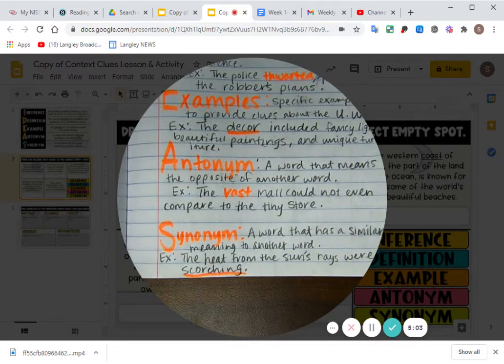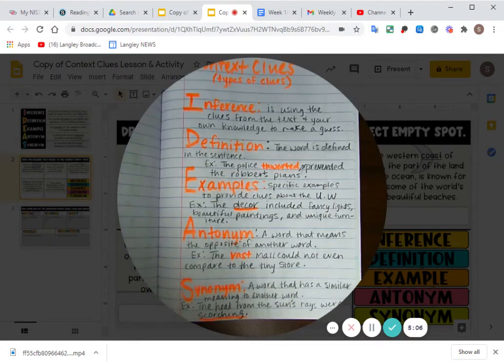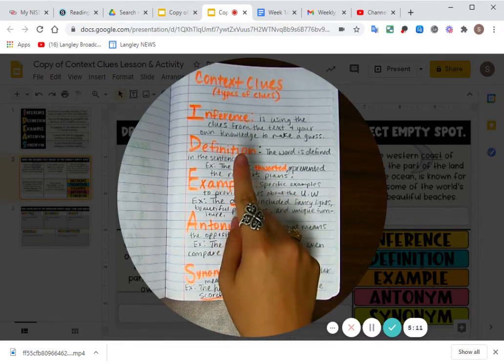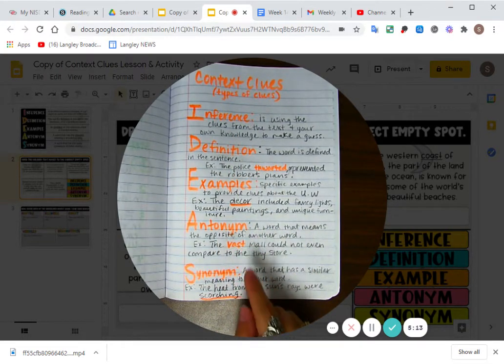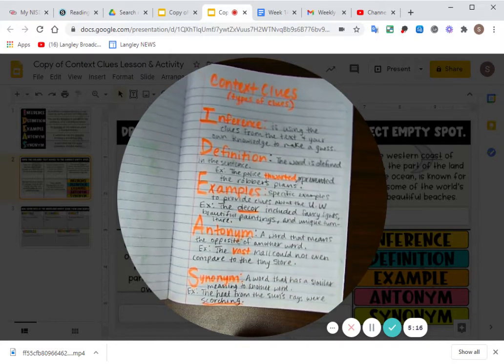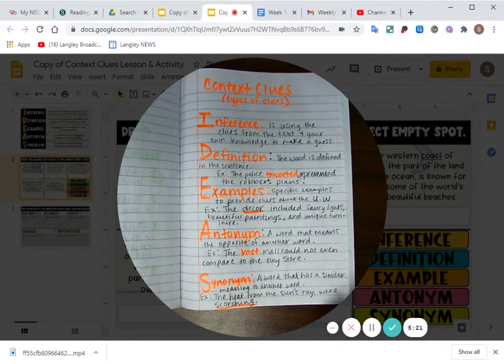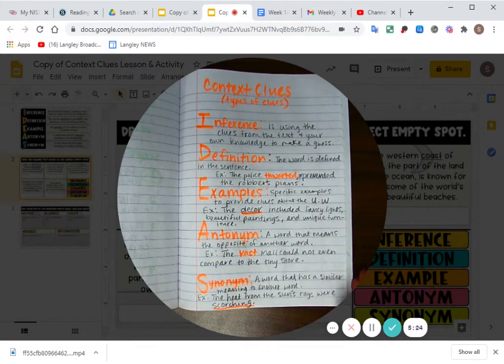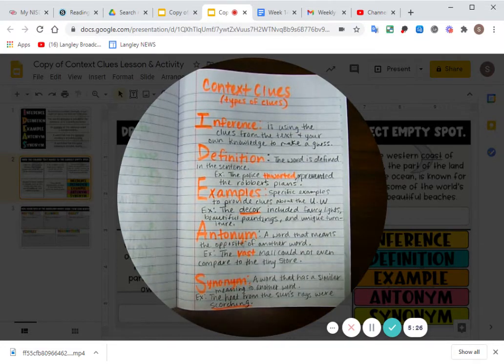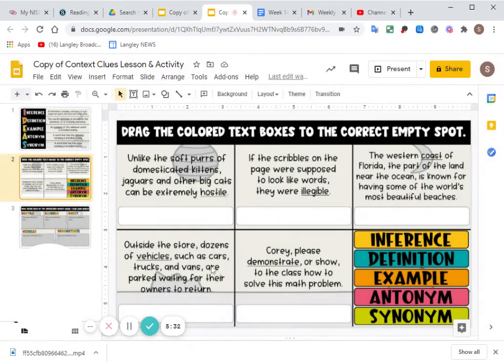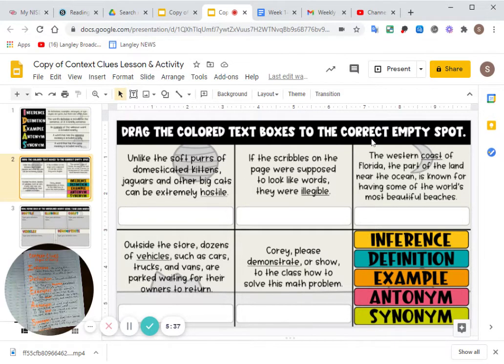heat. Okay, so good. So the 5 different types of context clues that authors will give you are inferences, definition, examples, antonyms, and synonyms. All right, so now let's take a look at some practice that we'll try, and we'll see these examples and how these clues work together. Okay? All right, so we need to drag the colored text boxes to the correct empty spot.